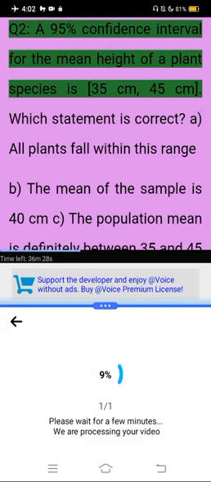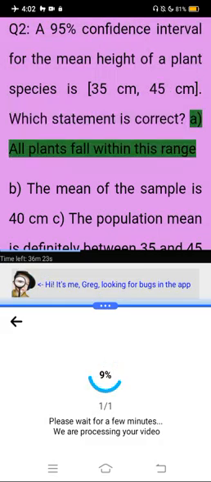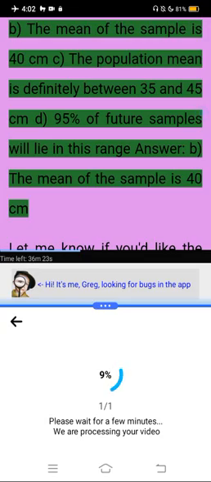Q2. A 95% confidence interval for the mean height of a plant species is 35 centimeters, 45 centimeters. Which statement is correct? A. All plants fall within this range. B. The mean of the sample is 40 centimeters. C. The population mean is definitely between 35 and 45 centimeters. D. 95% of future samples will lie in this range. Answer: B. The mean of the sample is 40 centimeters.